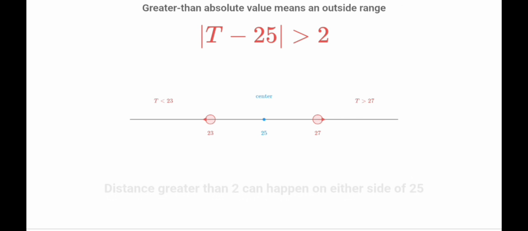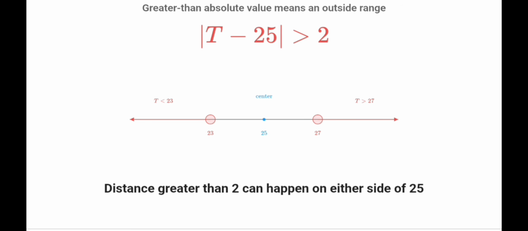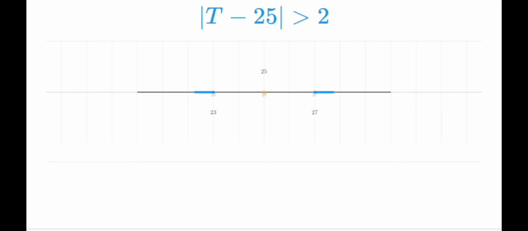A greater than absolute value inequality creates an outside range because a distance greater than a number can happen on either side of the center. If the absolute value of T minus 25 is greater than 2, then the temperature is more than 2 degrees Celsius away from 25. So T is less than 23 or T is greater than 27.